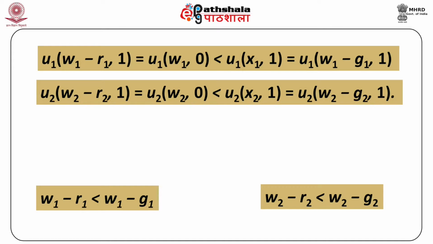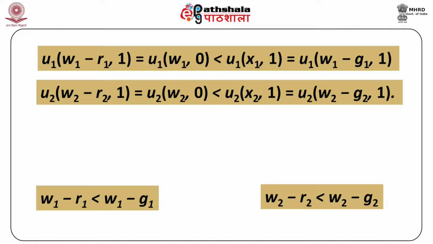Using the definition of reservation prices R1 and R2 and the budget constraint, we can write U1(W1 − R1, 1) = U1(W1, 0) < U1(X1, 1) = U1(W1 − G1, 1). And similarly for agent 2, U2(W2 − R2, 1) = U2(W2, 0) < U2(X2, 1) = U2(W2 − G2, 1).